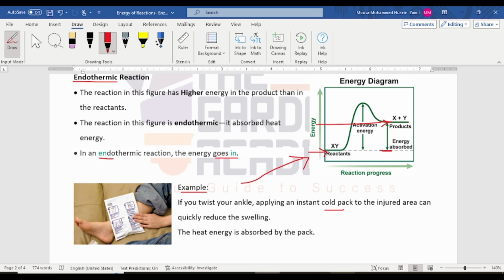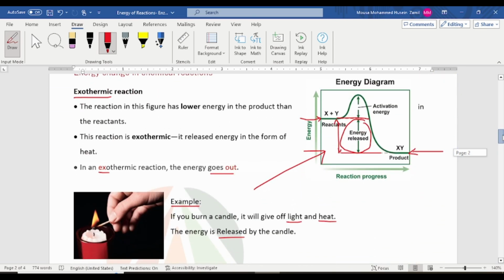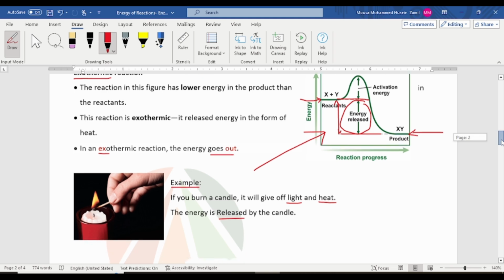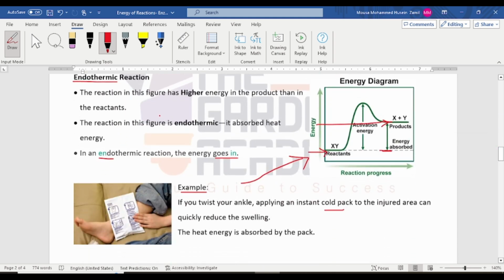Okay, so again we have exothermic reaction, which means that the energy is released. We have a high level of energy for the reactants and a low level of energy for the products. While in the endothermic reactions, the energy is absorbed. How do we know that? From the diagrams, the level of energy is low for the reactants and it's higher in the products.